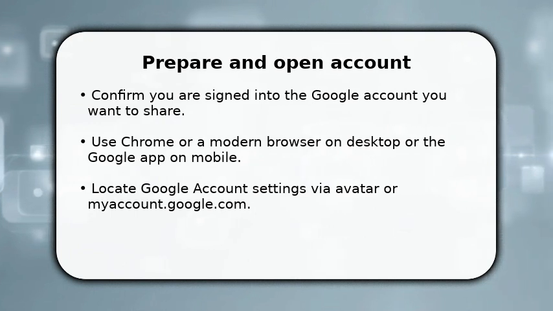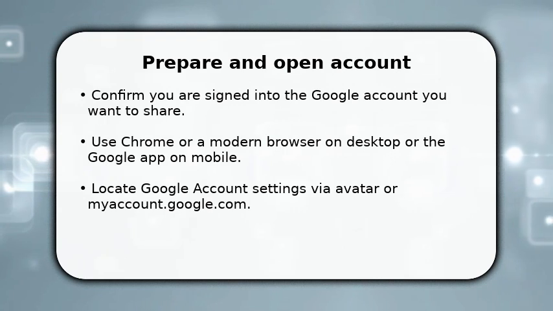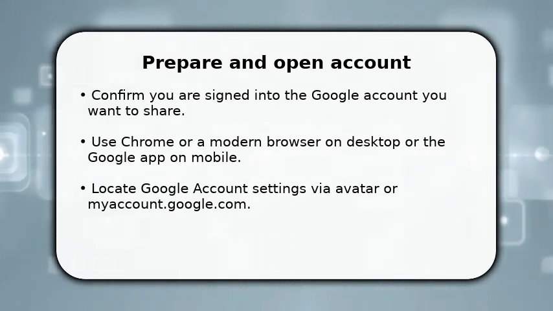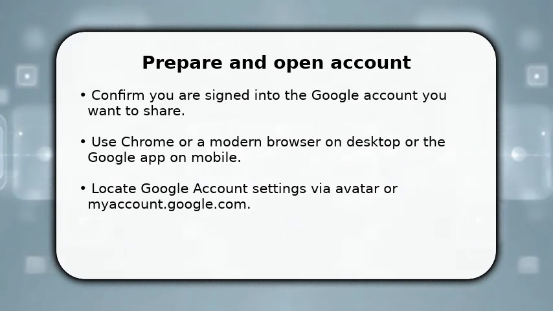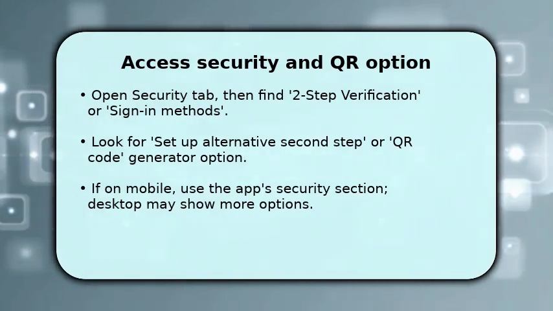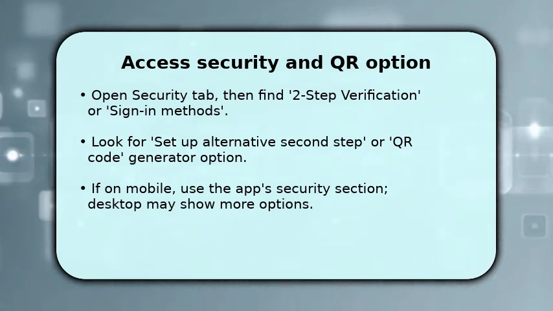Next, find the avatar or choose My Account. Google Com to enter the security area. This first step gets you into the interface where the QR option appears, so don't skip verification. Once in account settings, go to Security and tap or click two-step verification or sign-in methods. This is where Google manages alternate sign-ins.